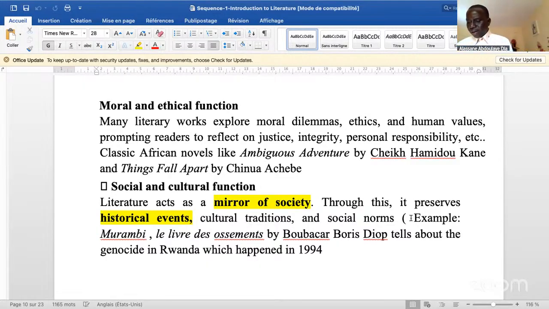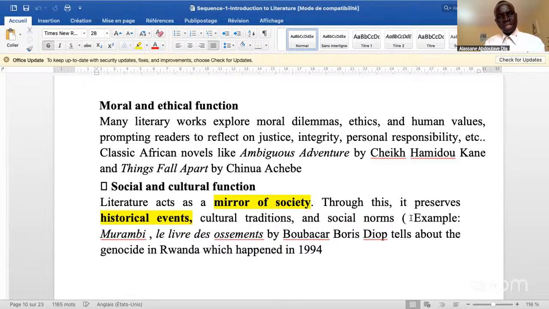So, in other functions, we have the social and cultural function. Literature acts as a mirror of society. You learned in French what Stendhal said about la littérature, about the novel, le roman. Le roman est un miroir qu'on promène le long du chemin. So it means the novel is a reflection of reality. It is a reflection of society. Yes, we can say that.